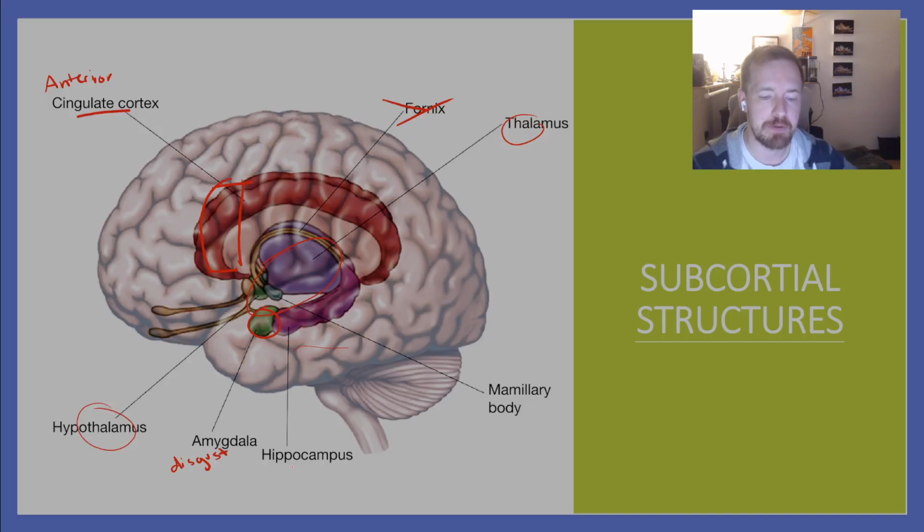And then finally we have the hippocampus. The hippocampus, we're going to be talking a lot about this hippocampus right here. This thing looks kind of like a seahorse. That's what it's named after in Latin. But the hippocampus is used for memory. It's used for memory, and specifically encoding and consolidating memories.